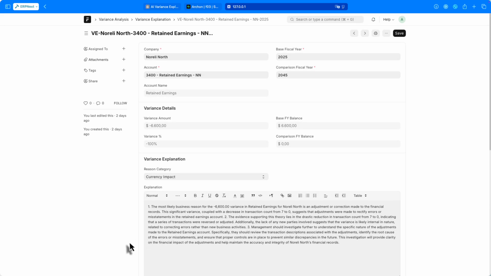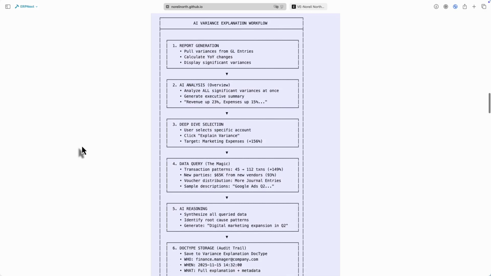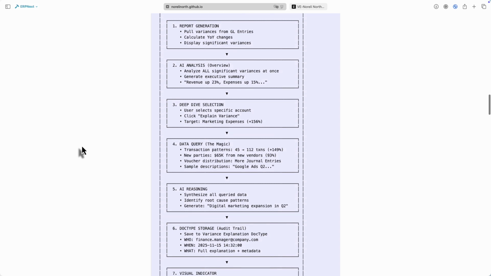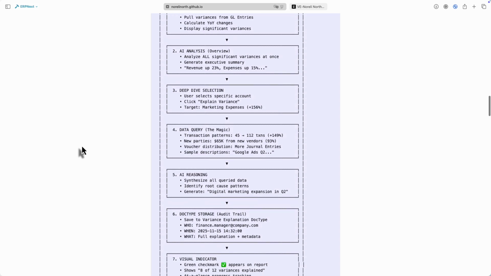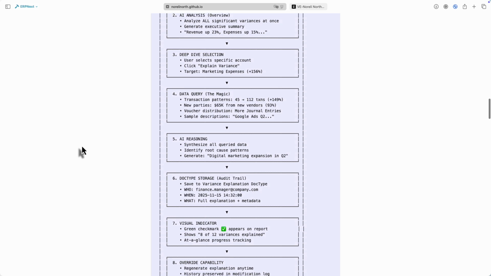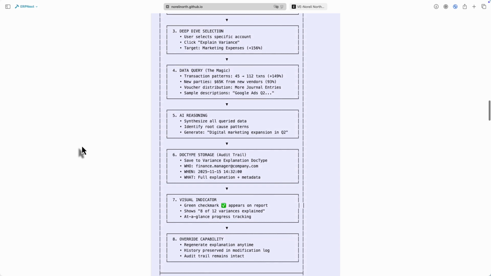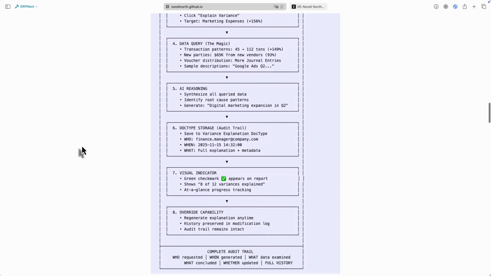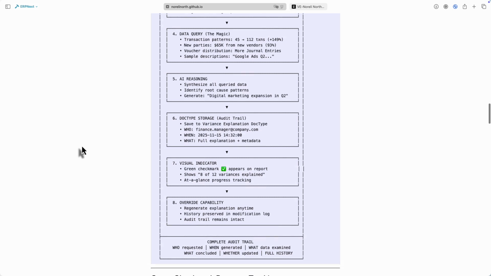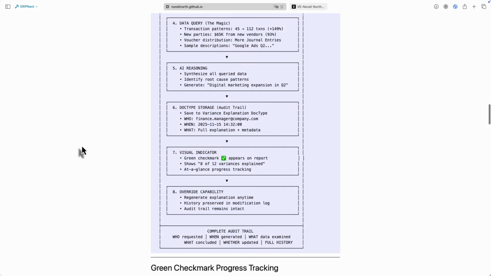Let me put it all together. The data flow. 1. Report generation. Pull variances from GL entries. 2. AI analysis. Get overview of all significant variances. 3. Deep dive selection. Pick specific account to explain. 4. Data query. System pulls patterns, parties, vouchers, descriptions.